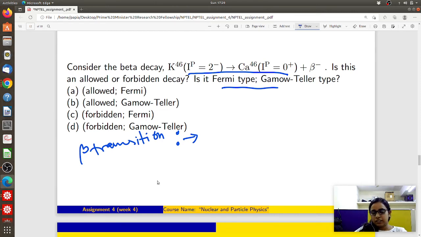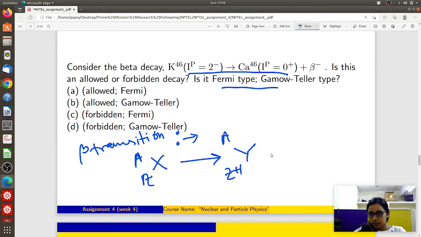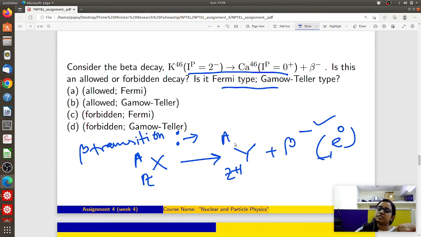Is it Fermi or is it Gamow-Teller? So what is basically this type of two things? So let's say a beta transition. In one beta transition, let's say Z A going to Y, Z plus 1 A plus beta minus. Beta minus is nothing but, I already told, e minus, with charge minus 1 and mass 0. So this expression is there for beta minus. So if it is allowed or if it is not allowed, there are some conditions that this expression should satisfy to be allowed.